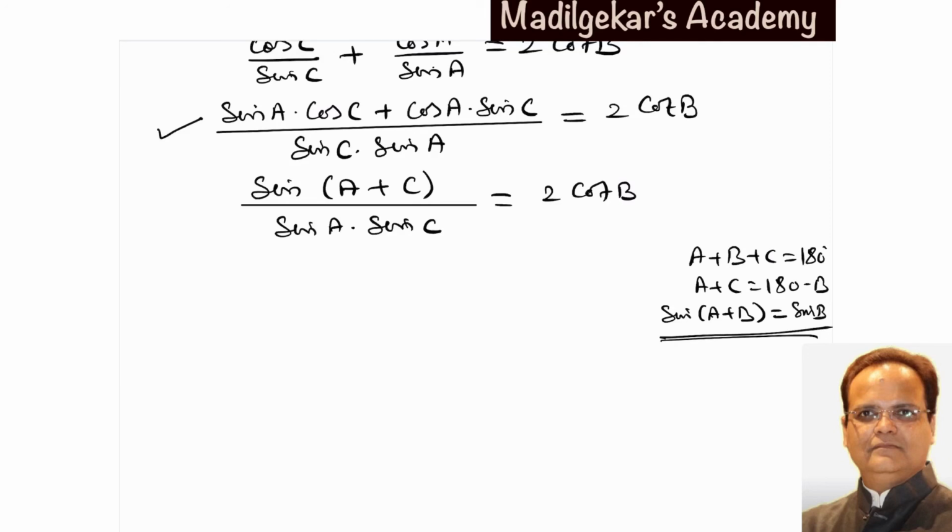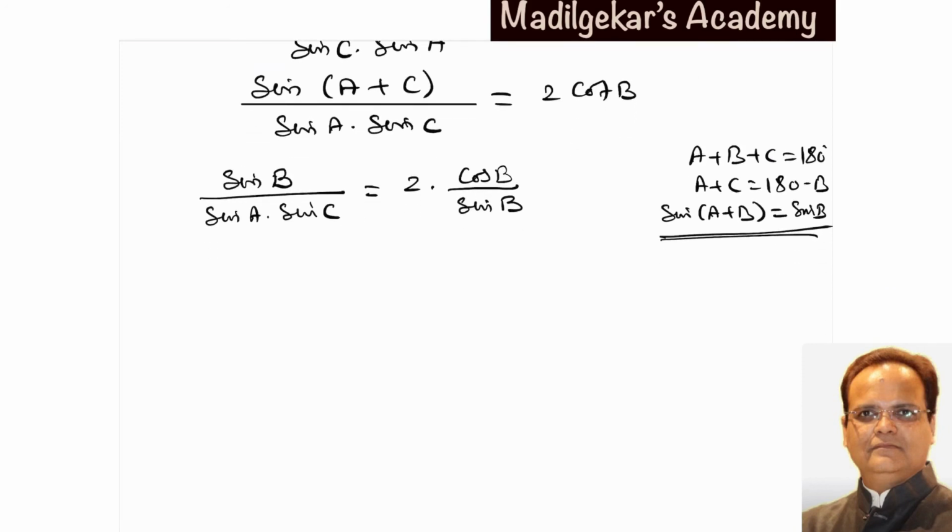So we have sine B upon sine A into sine C. Now here we can convert this cot into cos and sine. So it will be cos B upon sine B. Means sine square B upon sine A into sine C. It will be 2 cos B.